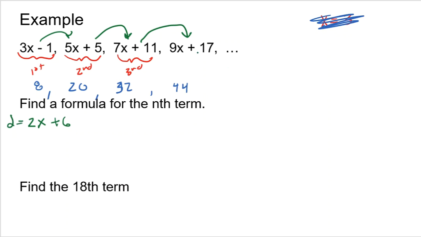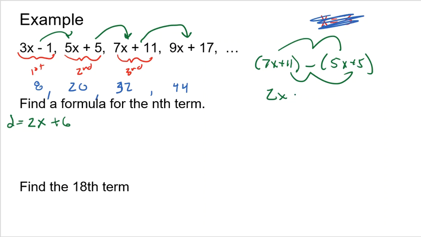Now, if you're looking for one more way that you could find that common difference, just subtract any two consecutive terms. Remember, it's called a common difference for a reason. If you subtract any two consecutive terms, you get that difference. So if I take 7x plus 11 and subtract 5x plus 5, well, that's going to get me 2x, 7x minus 5x. 11 minus 5 is 6. Boom, there's the 2x plus 6. Okay, so that's my common difference.